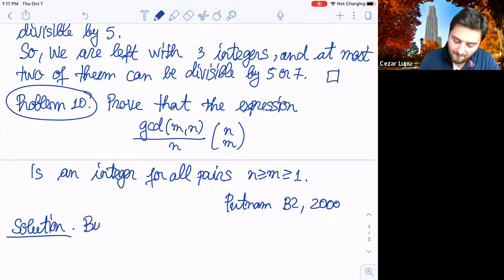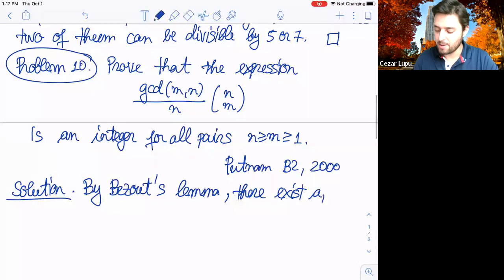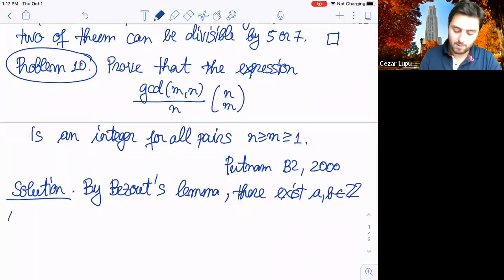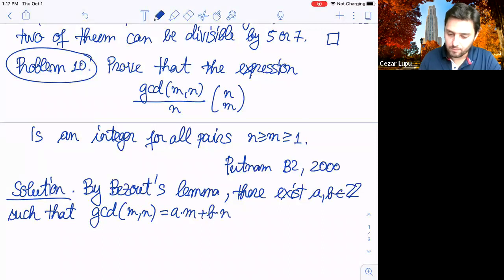So by Bezout's lemma. What did it say? There exist integers, let's say a and b in Z, such that I can express the gcd of m and n as a times m plus b times n. Right? Exactly. Yes, just like Nadia says, yes.